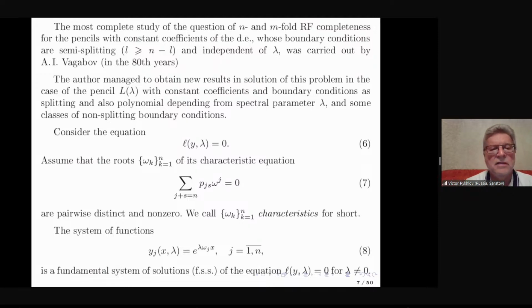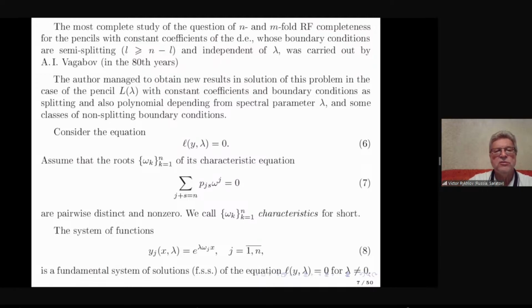The detailed study of n-fold and m-fold completeness for the pencil with constant coefficients of the differential expression whose boundary conditions are semi-splitting and independent of lambda was carried out by Vagabov in the 80s.